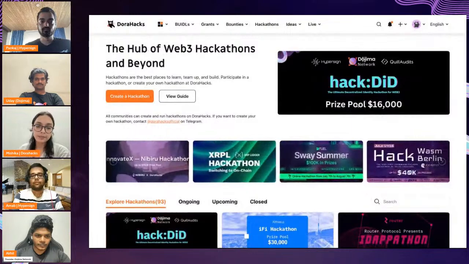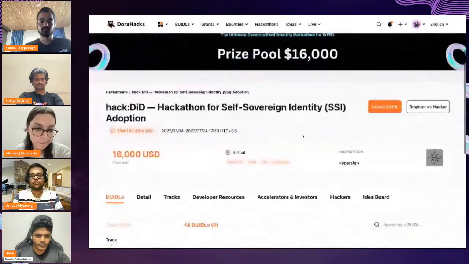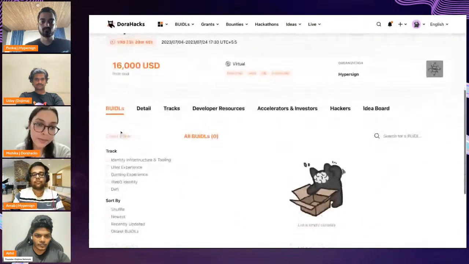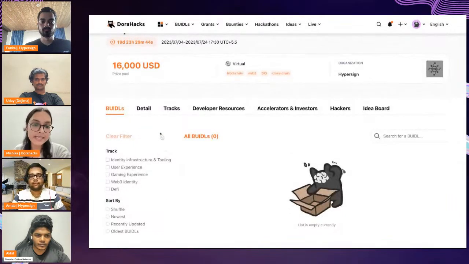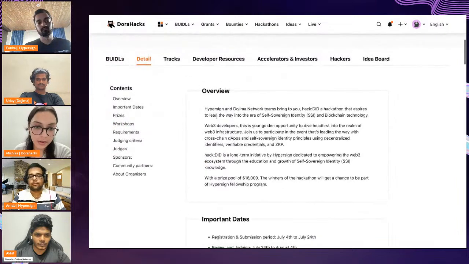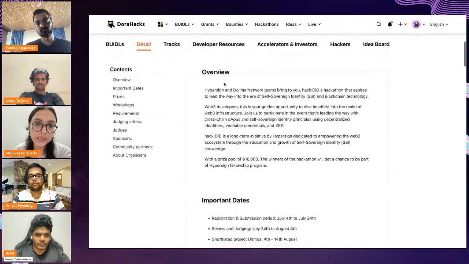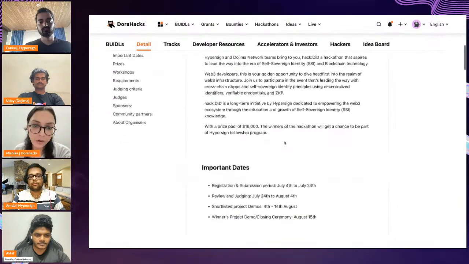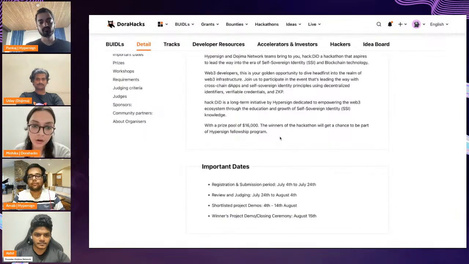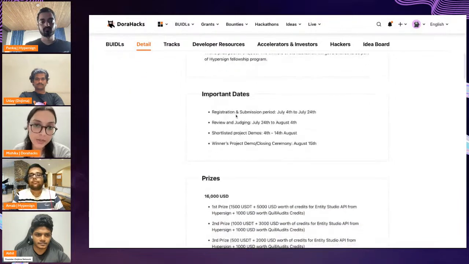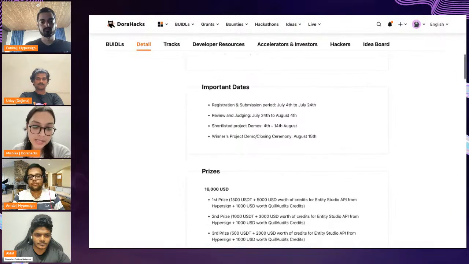So, this is the middle section. The middle section will be populated as and when the projects are submitted, but the details which Pankaj was talking about, here are the details. So it gives you a brief overview of what the hackathon is about, what are the key players involved, the prize pool of $16,000, and some important dates. So there are definitely more workshops coming up. So there is also a schedule which is laid down for the entire hackathon timeline.